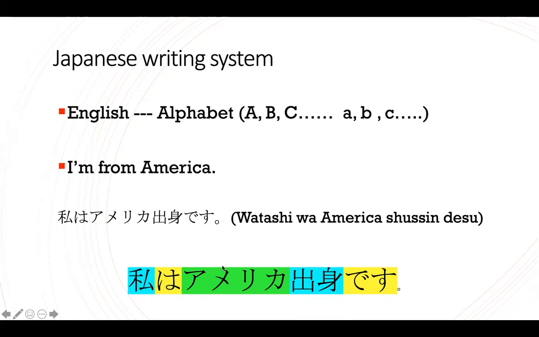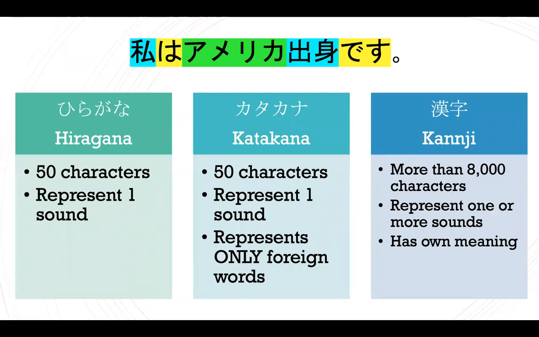And the green one is called katakana. Katakana is more like straight lines, like this. So in Japanese writing, we have three different types of alphabet. So that is kind of summarizing those three types of alphabet.